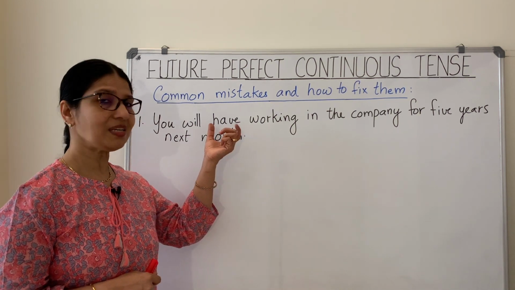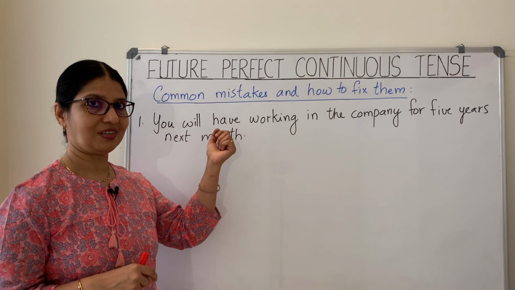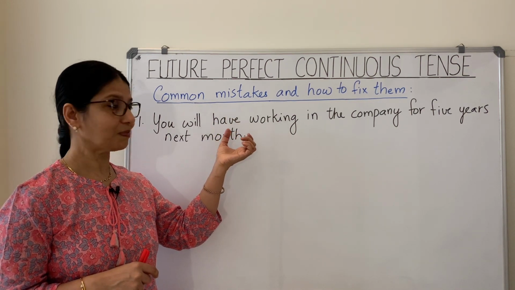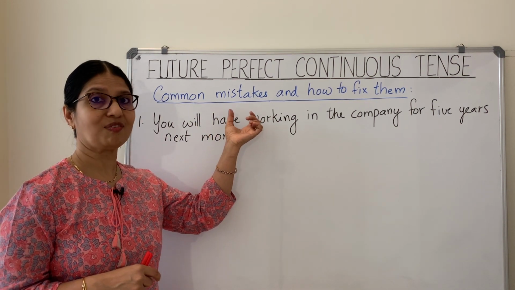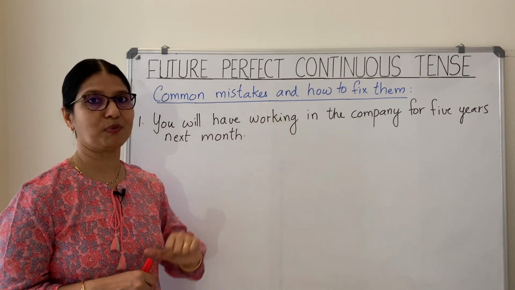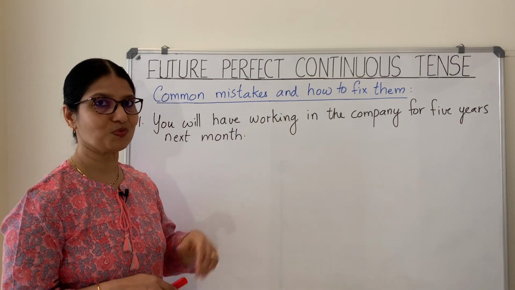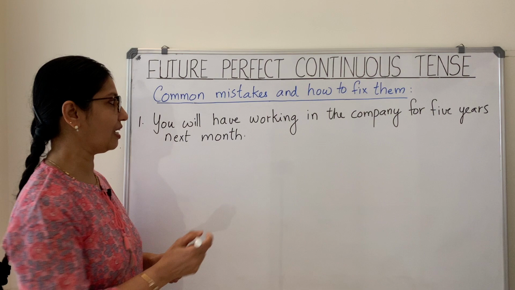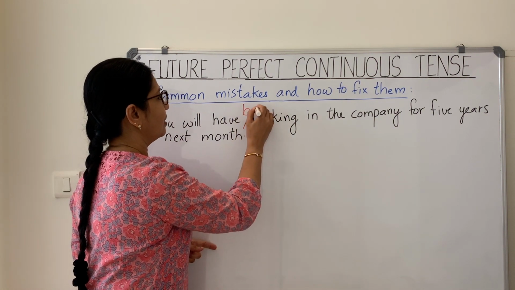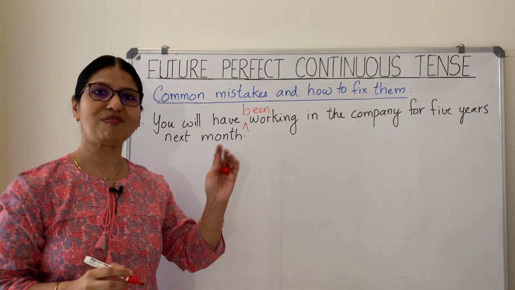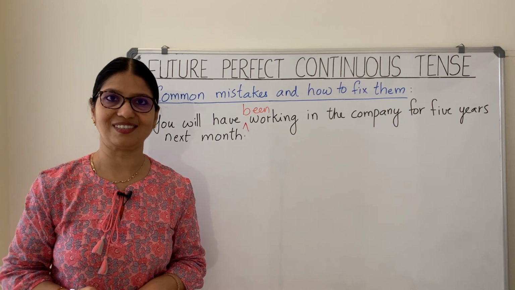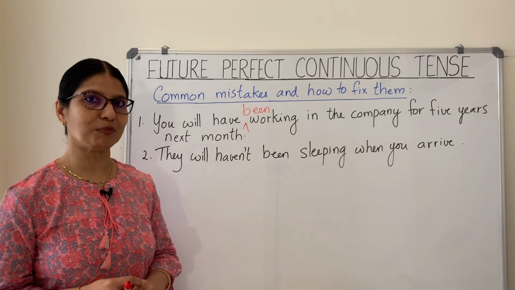You can see that something is wrong with the form itself. The form of this tense is will, have, been, and the ing form of the verb. So here been is missing before working, so that has to be added. So here you have the right version of the sentence. Moving on to sentence number 2.